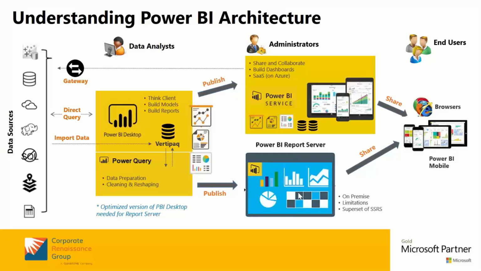And one more thing we have to remember: if you want to publish your reports to the on-premise server, you need to have a different version of Power BI Desktop. So when you download, you have to carefully download the correct version, right? So this is, at a high level, the architecture of Power BI. And now we are going to the demo, and I'm going to show you the desktop and Power Query, and then I will also show you how you publish to Power BI service and what end users can do over there, right?